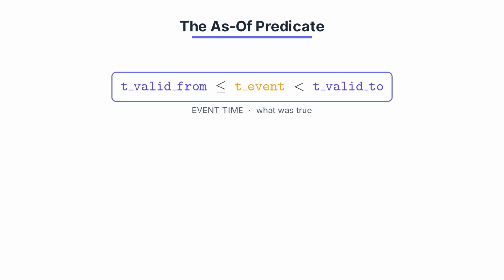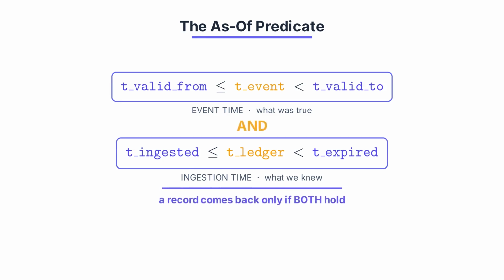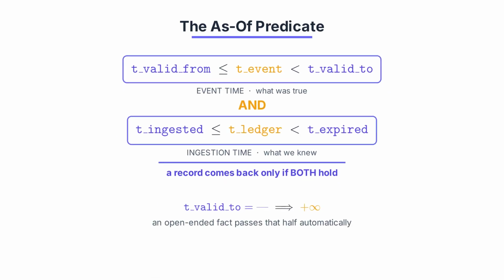So how does a store actually answer either question? With two range tests, one per clock, and that is genuinely the entire mechanism. Test 1 on the world's clock: valid from is less than or equal to your event date, which is strictly less than valid to. Test 2 on the ledger's clock: ingested is less than or equal to your ledger date, which is strictly less than expired. A record comes back only if both tests pass. And an empty end just reads as infinity, so an open-ended fact passes the right-hand half of its test automatically. Two comparisons per clock, one logical and. You could write it on a napkin.